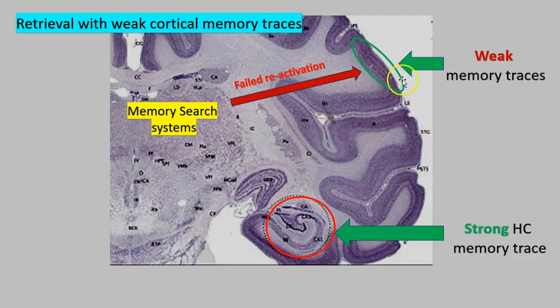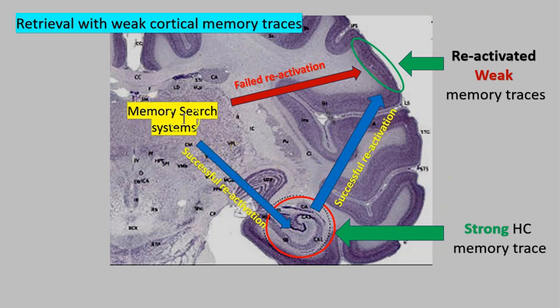Let's see what this looks like on our cutaway of the brain. So again, we've got weak memory traces in the cortex because we've only had one learning episode and we're trying to retrieve right after that learning episode, and scientists think that that is likely to fail because they are weak. However, we still do have this strong memory trace in the hippocampus. So the proposal by scientists is that the memory search systems are capable of activating the strong hippocampal memory trace, which then can reactivate the weak cortical memory traces.